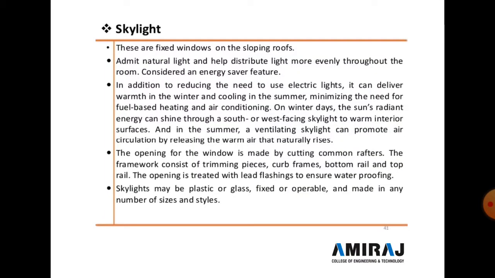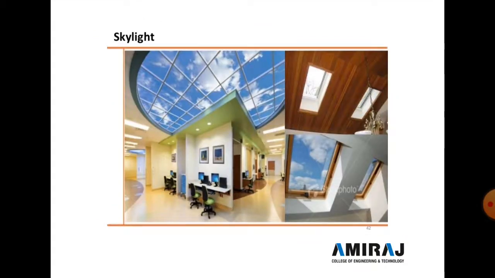Now the next is a skylight. See this figure. This type of skylight window admits natural light and helps distribute light more evenly throughout the room. The skylight window does not open; it is fixed with a wooden frame and glass. In this figure you can see exactly. The skylight window is provided on the top of the roof, and from the roof we get the light easily.